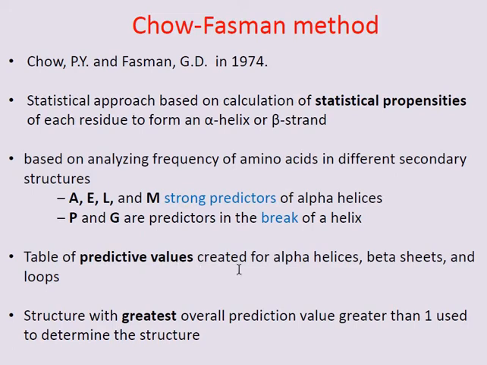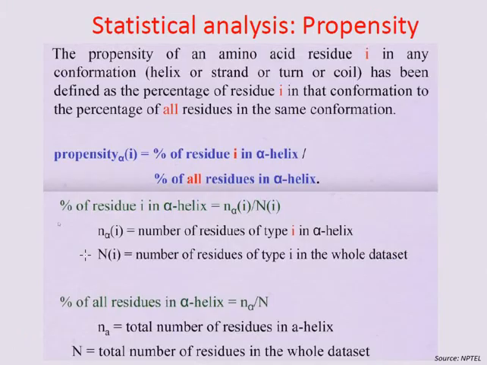Further, a table of predictive values is created for alpha helices, beta sheets, and loops or coils. Then you have the structures with the greatest overall prediction value. If the value is more than 1, then you can say that this particular residue falls into a particular conformation, whether alpha helix or beta sheet. So how do we calculate statistical propensities for a particular residue? It is given by this simple formula: propensity.